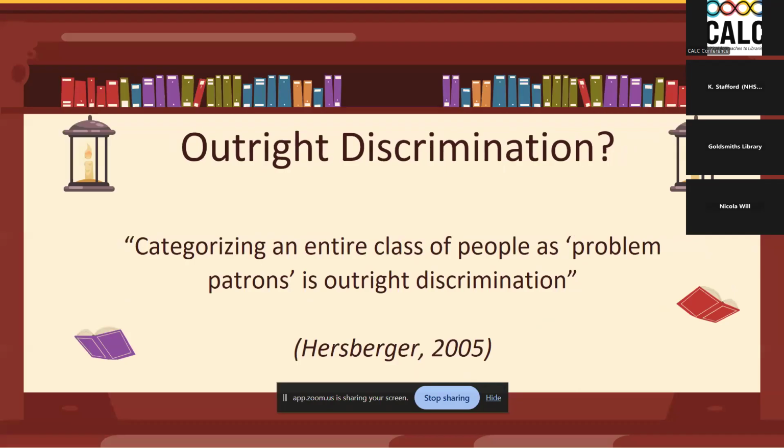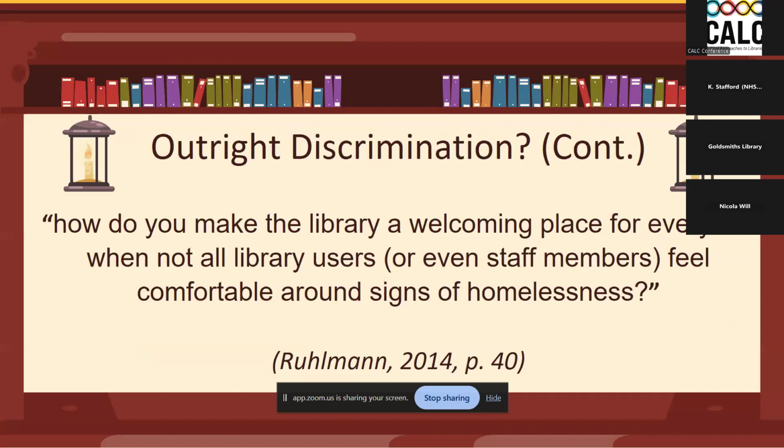Regardless of whatever we think, I have to go with Herzberger on this and say that if we're going to categorize an entire class of people as problem patrons, that really can't be called anything other than discrimination. We need to judge people by their actions and not their identities.